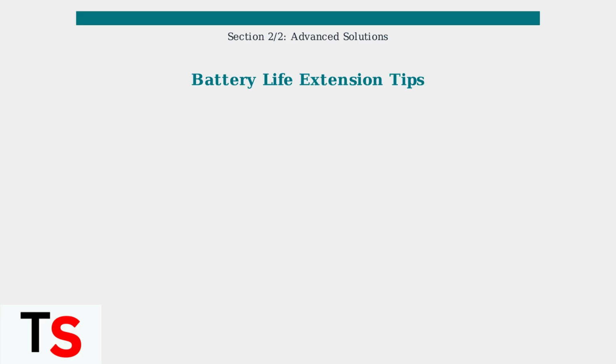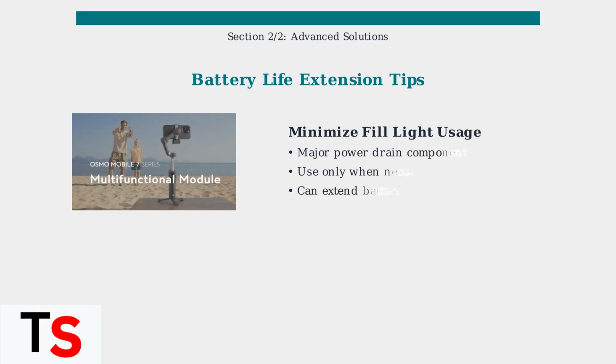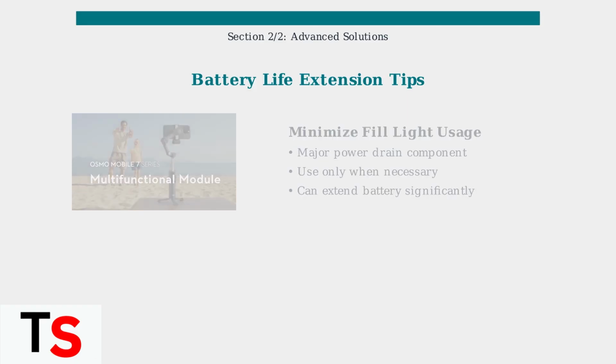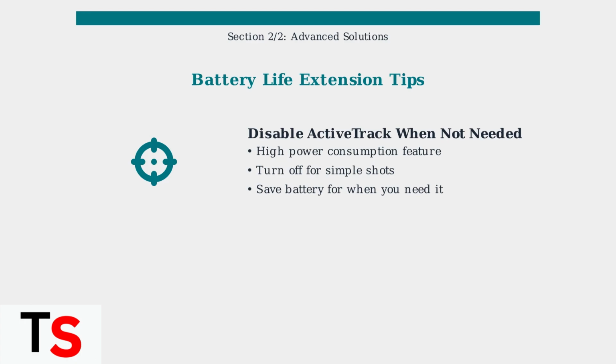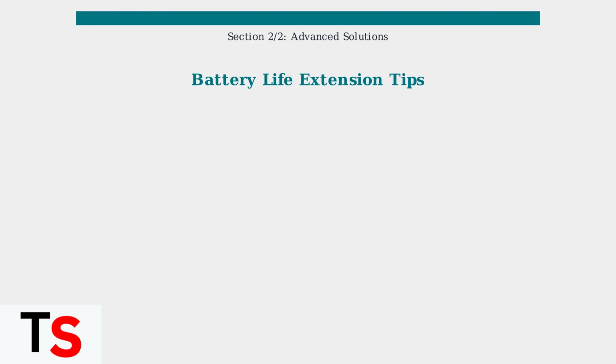First, minimize fill light usage on the multifunctional module. The fill light is a major power drain, so only use it when absolutely necessary for your shots. Second, disable active track when you don't need it. While active track is a powerful feature, it consumes significant battery power during operation.